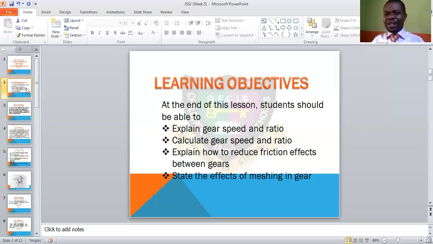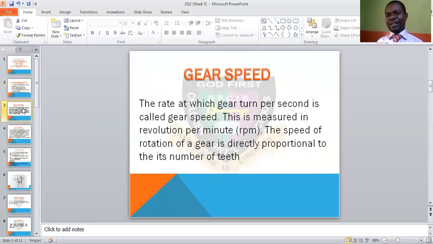We said gear mesh means the arrangement of the teeth of gear. That is the teeth of one entering into the slots of the teeth of the other one. That is the arrangement of the teeth, called the gear mesh. Today we'll be looking at gear speed and ratio.